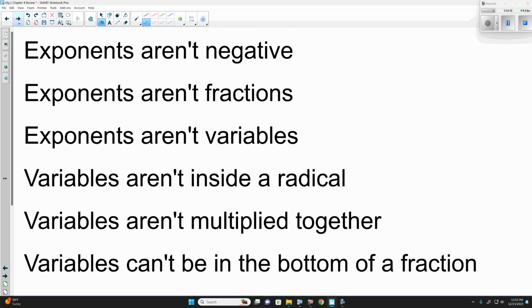Well, exponents cannot be what? Negative, fractions, or variables. So we can put that all in one statement, can't we? Variables cannot be inside a radical. Variables cannot be multiplied together. We can't have 2 different variables being multiplied together, like x, y. And lastly, we cannot have a variable in the bottom of a fraction.